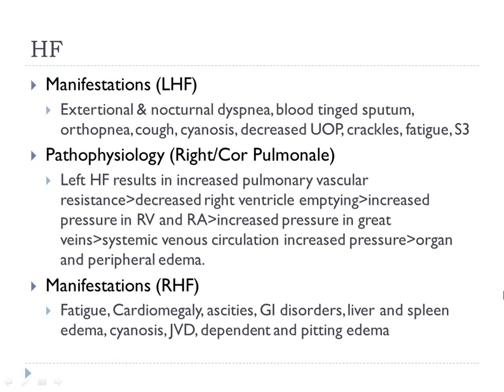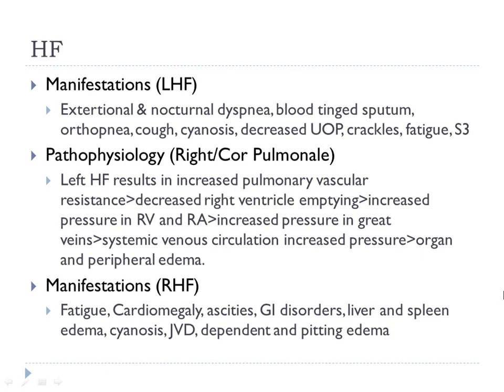Right-sided heart failure is also called cor pulmonale. You'll see it documented both ways. Okay. So maybe the left side has caused the right side to congest and caused right-sided heart failure. You have increased the pulmonary vascular resistance. That's just a fancy word. An increased pressure in the pulmonary vasculature. Okay? Increased pulmonary vascular resistance.